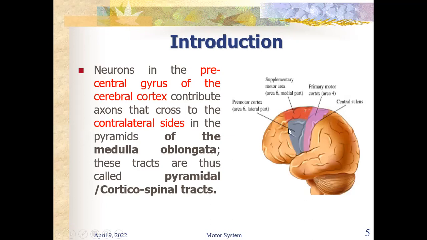Neurons in the precentral gyrus of the cerebral cortex, that's the primary motor area, also known as the precentral gyrus, contribute axons that cross to the contralateral sides of the pyramids at the level of the medulla. Those tracts are the pyramidal tracts. Those pyramidal tracts terminate directly on the lower motor neurons.